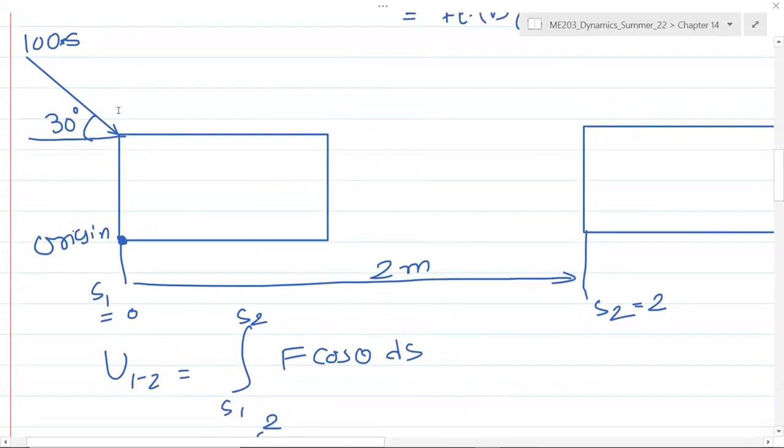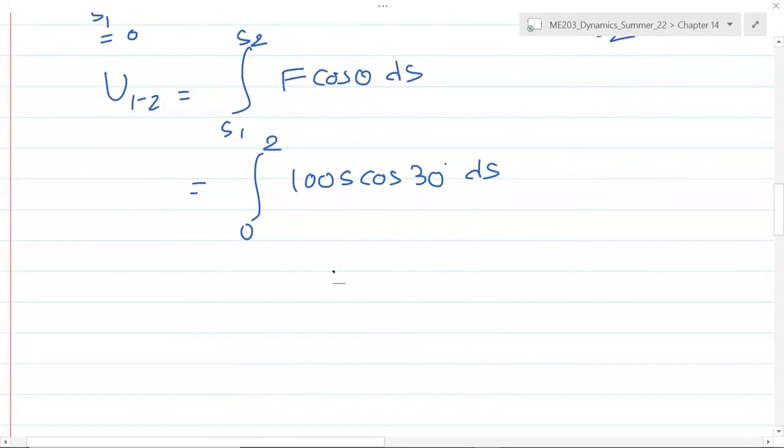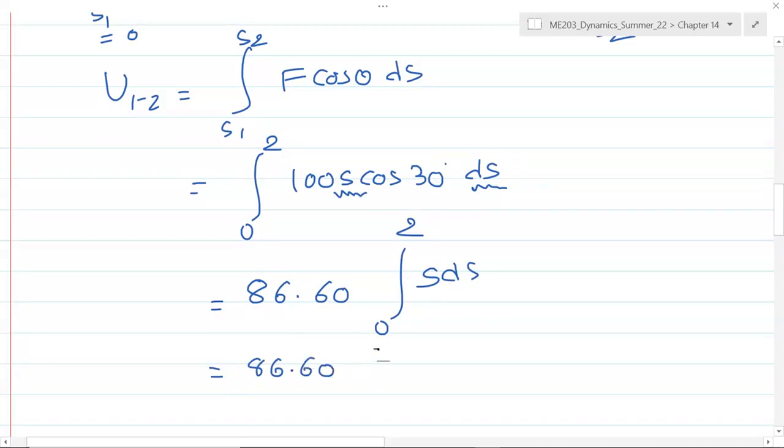There is a 30-degree angle between the force and the displacement vector. So now this can be written as 100 times cosine 30, which is 86.60. We can take this out of the integration, 86.60, and inside the integral is 0 to 2 s ds. Now the integral of s with respect to ds is s squared by 2. So this is 86.6 times s squared by 2, from 0 to 2.